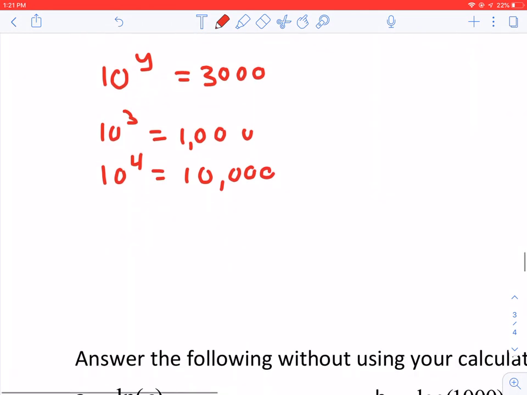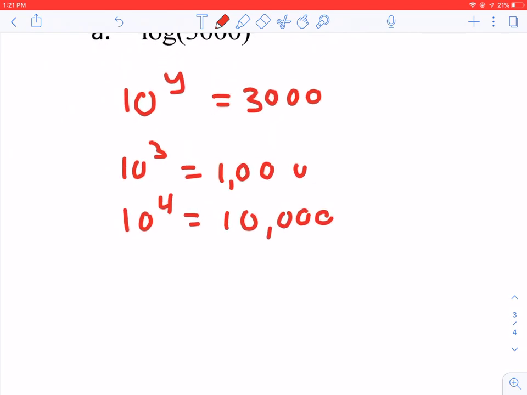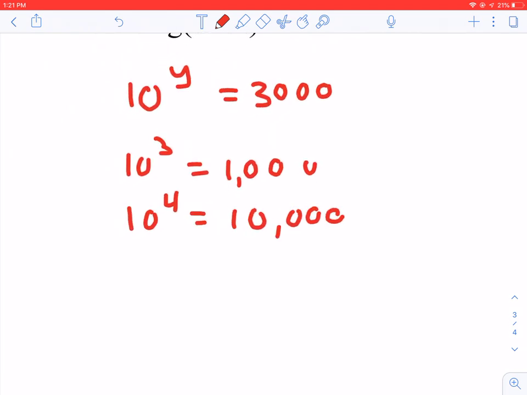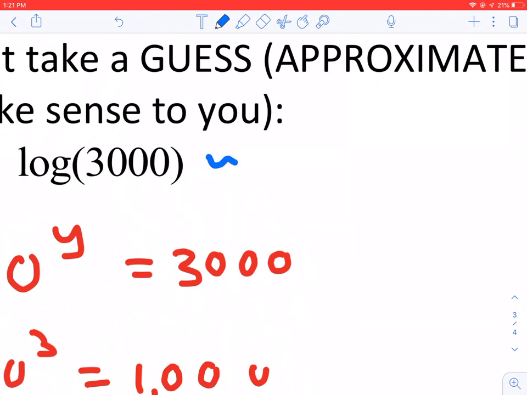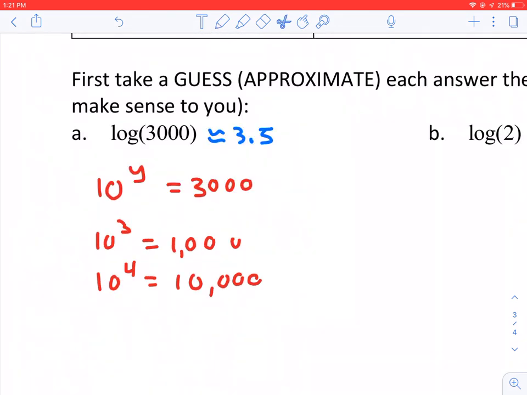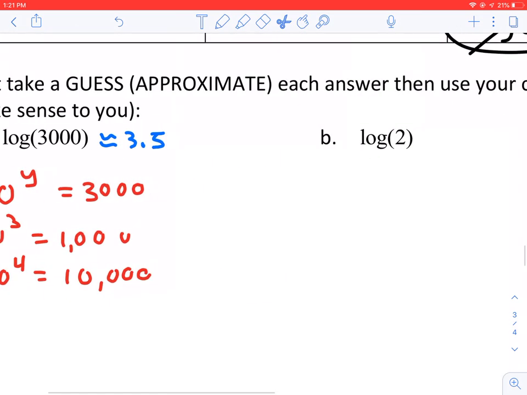You might guess, well, it's closer to 1,000, so it should be less than a half. But when things grow exponentially, that's not the way it works. So if I had to approximate this, I would guess around 3.5. I'm going to check on my calculator at the end. I actually do not know the values. I'm just approximating, as you should be.